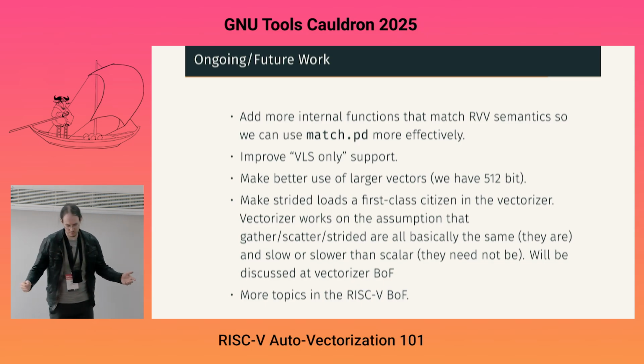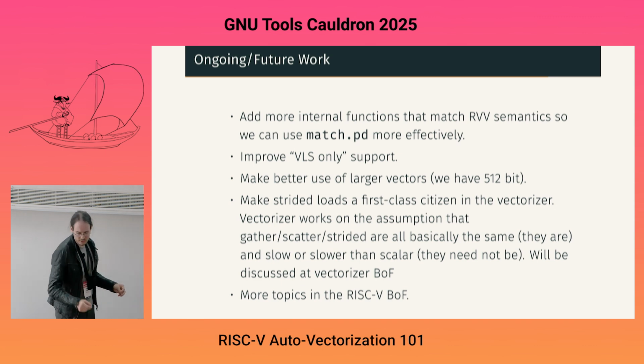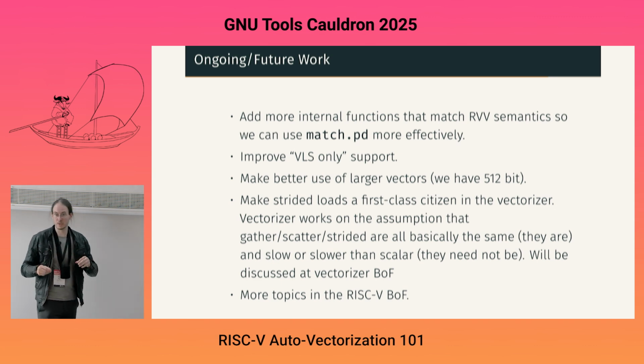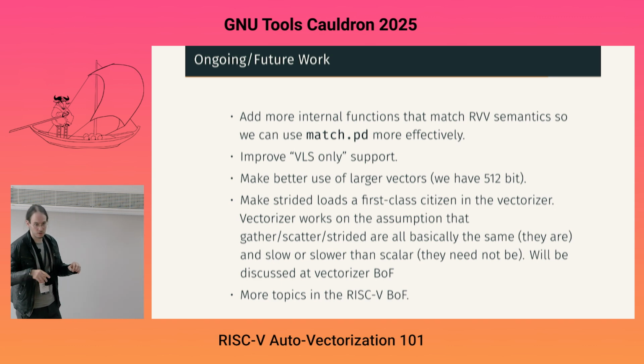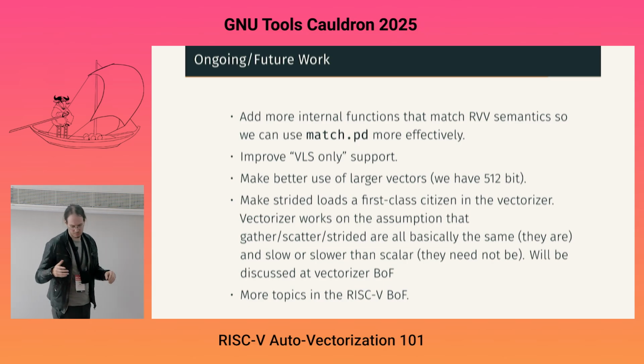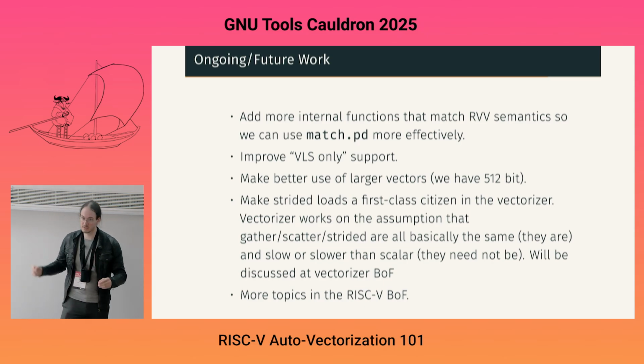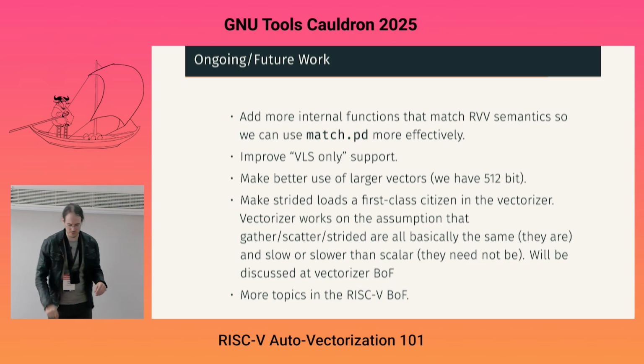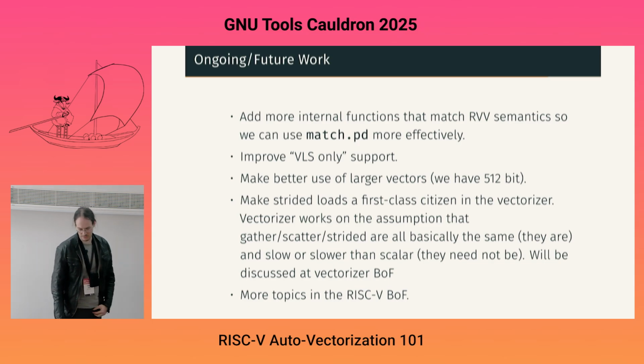But that's an ongoing thing that's very interesting for RISC-V vector because we will have a lot of variation in vector size across the board. The next thing is also interesting because we're the only target with an explicit strided load, not an implicit one. So we need to make better use of that, make it a first-class citizen in the vectorizer. That also helps X264 and other benchmarks.